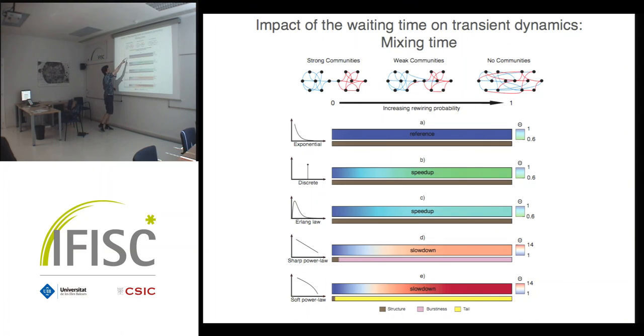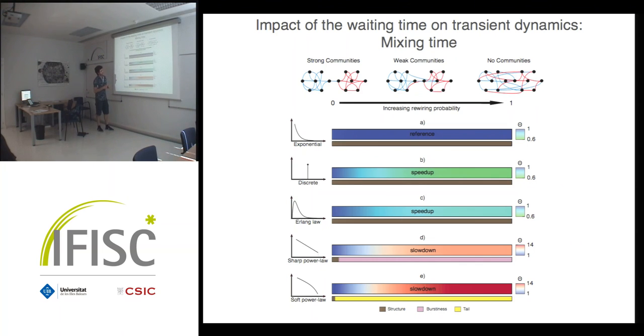And so what we looked at is what happens with a waiting time distribution that can either be an exponential, a discrete time distribution, an Erlang law, a sharp power law, and a soft power law, so a power law with an exponential cutoff. Here we first compare, with this color code, whether it is faster to mix as compared to what happens with an exponential distribution. The exponential is the Poisson case, so of course it's always blue because you compare with yourself. You can see that discrete times tend to speed up the diffusion. The same happens with Erlang, it's going to speed it up as well. If you have a sharp power law, it's going to slow it down, and quite a lot. And again, for the other power law, it's going to slow down the diffusion.